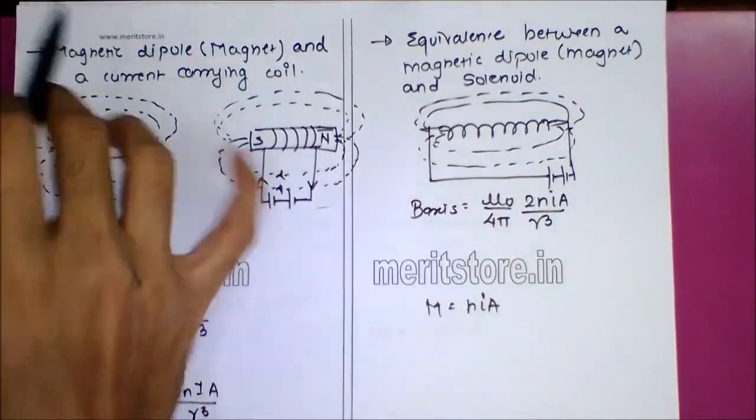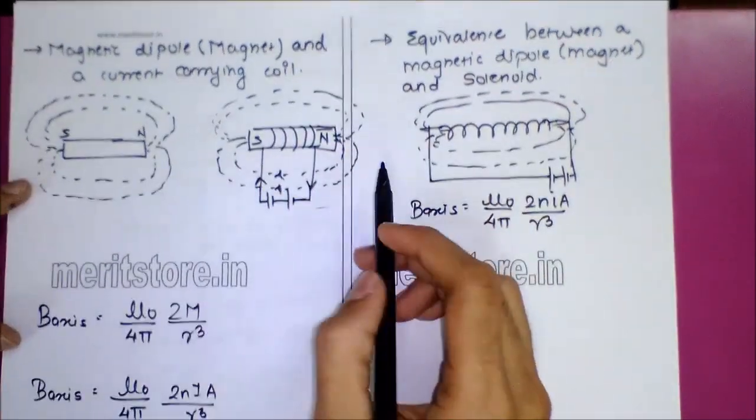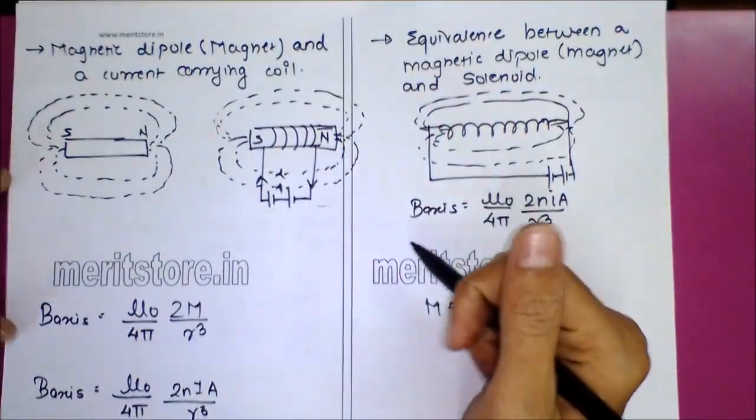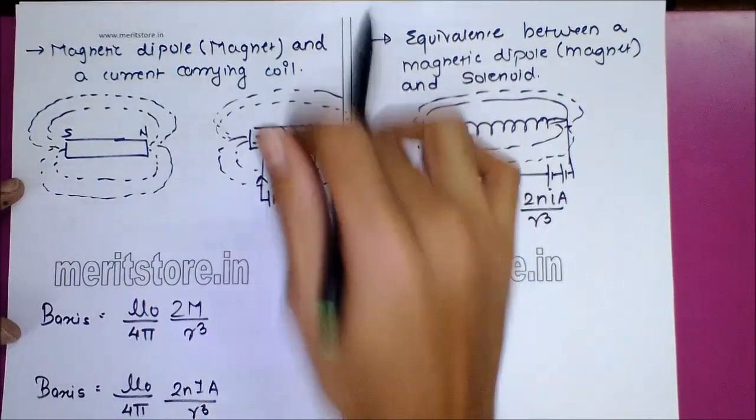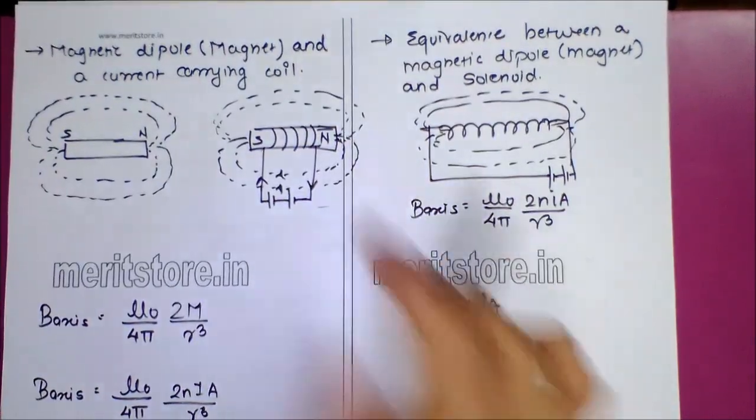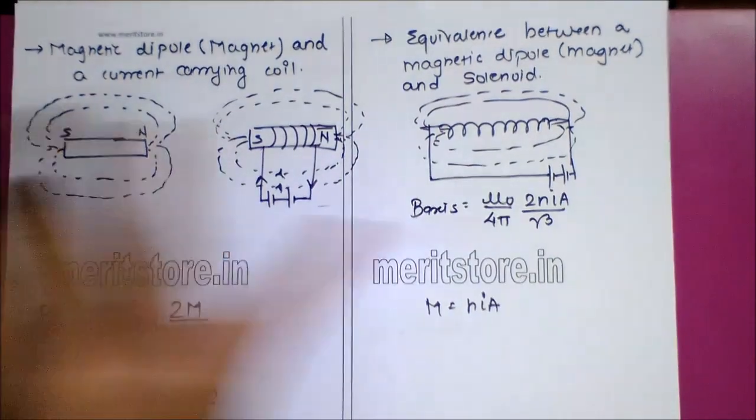Both the current carrying coil as well as the magnetic dipole produce magnetic fields around them. The lines of the magnetic field of both of them are the same and similar. Also they both have the poles, north and south.